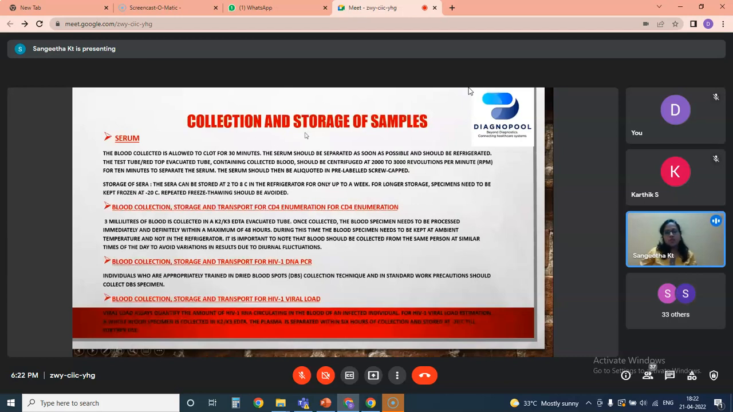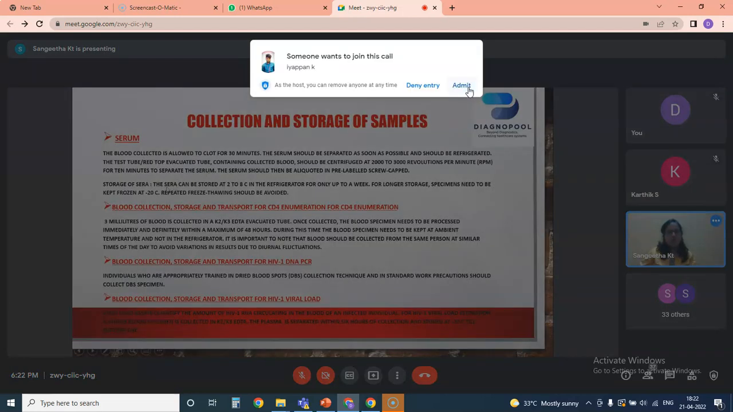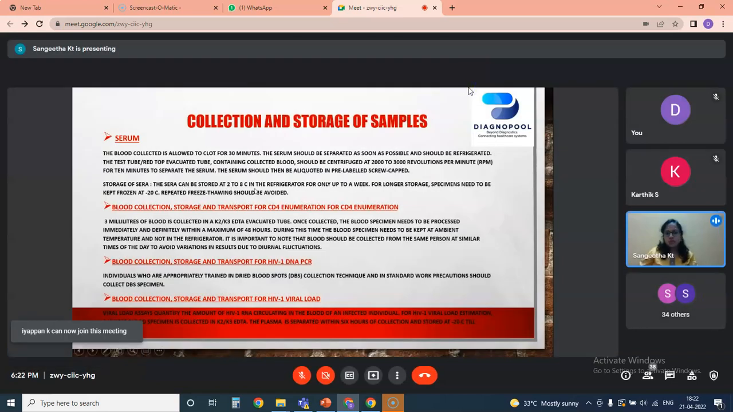Now coming to the collection and storage of samples. Serum, I will not be explaining, as everybody knows the collection of sera. The sera can be stored at 2 to 8 degrees Celsius in the refrigerator for up to 1 week. For longer storage, you need to keep them frozen at minus 20.